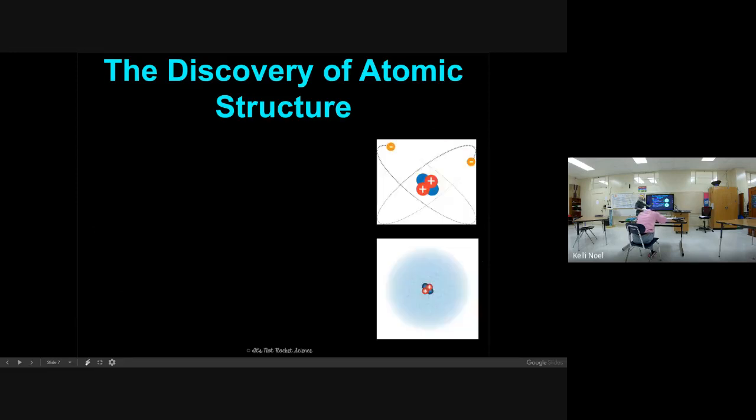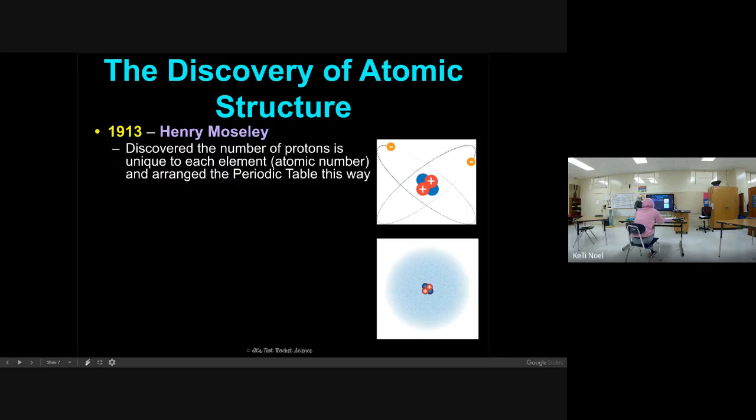And then we get to Henry Moseley. He actually discovered that the protons in each element is unique. So if you change the number of protons, you get a different element. And so he termed this the atomic number. He's the one that then arranged the periodic table by atomic number. And once he did that, all these elements in this arrangement fell into place by properties that we're going to learn when we talk about the periodic table.